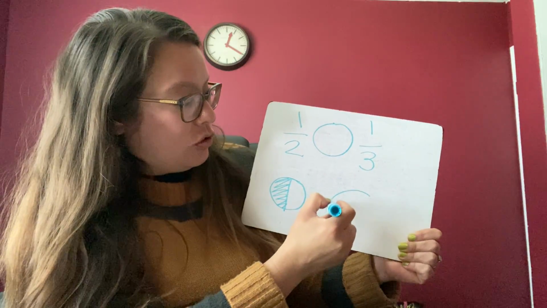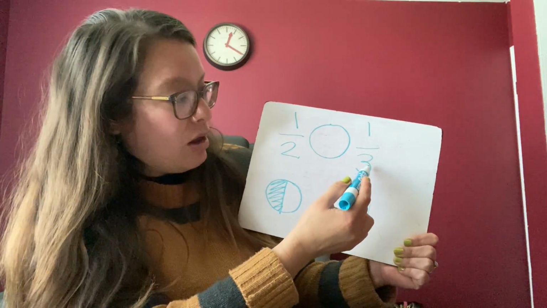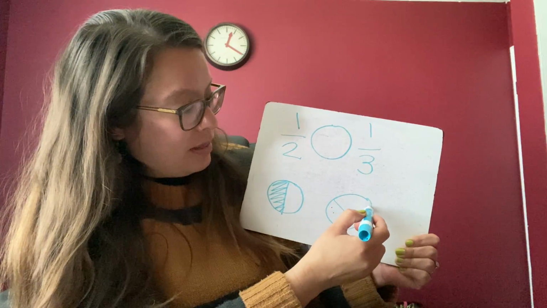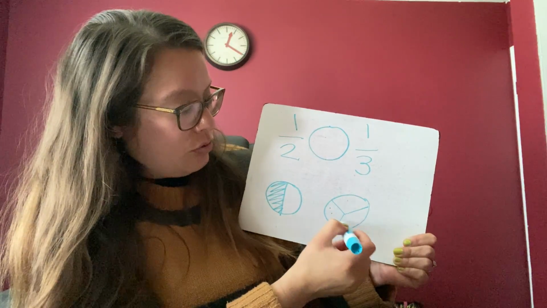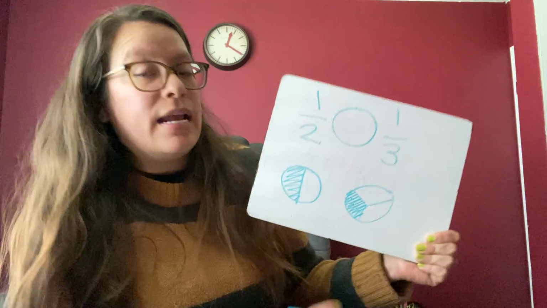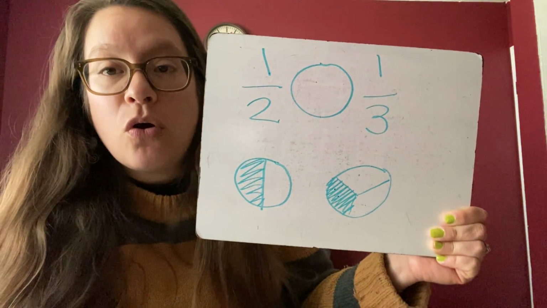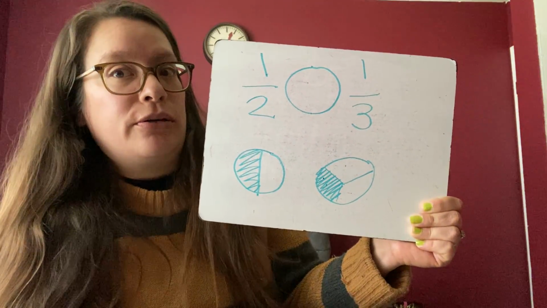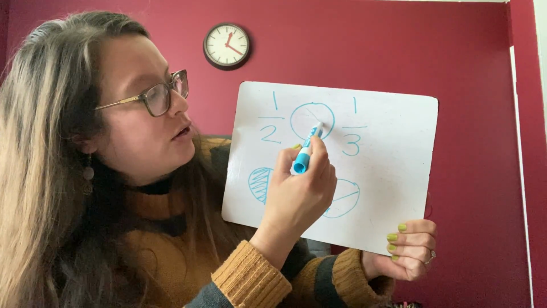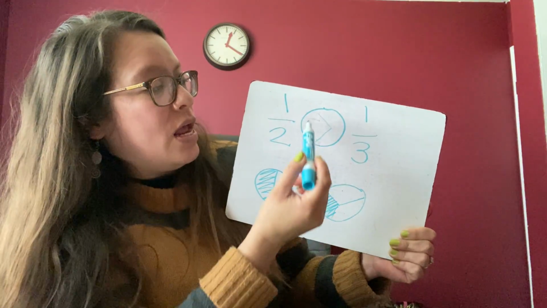And now if I did a circle here, my total pieces, I need to have 3 pieces, right? So that would be something like this: 1, 2, 3. And that would be shading in one of it. Now you can compare which is bigger. So this half is bigger, right? So 1/2 is greater than 1/3.